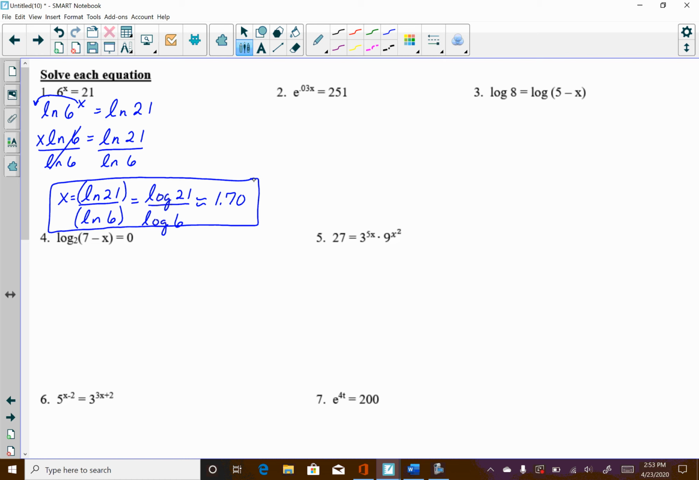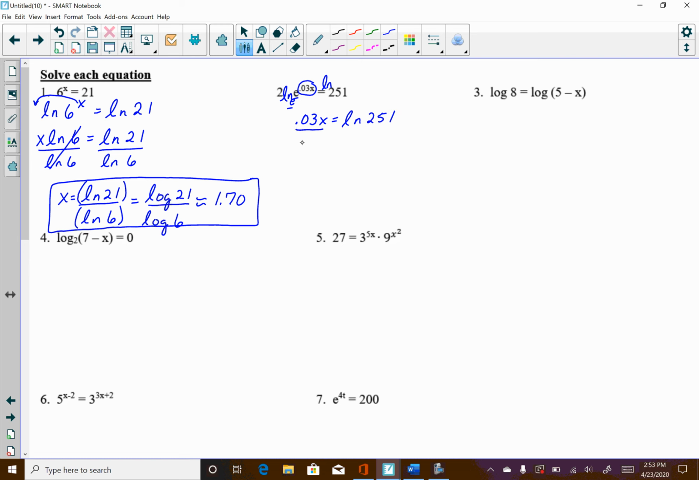All right, so here in number 2, you have e raised to a power. Just like we did on the previous page, to get rid of that e, take the natural log of both sides. Whatever you do to one side, do to the other. The nice thing is then on the left-hand side, natural log is base e, so the e and the argument match up. So that's just going to collapse down and give me what I have left over in the exponent. So 0.03x equals the natural log of 251.